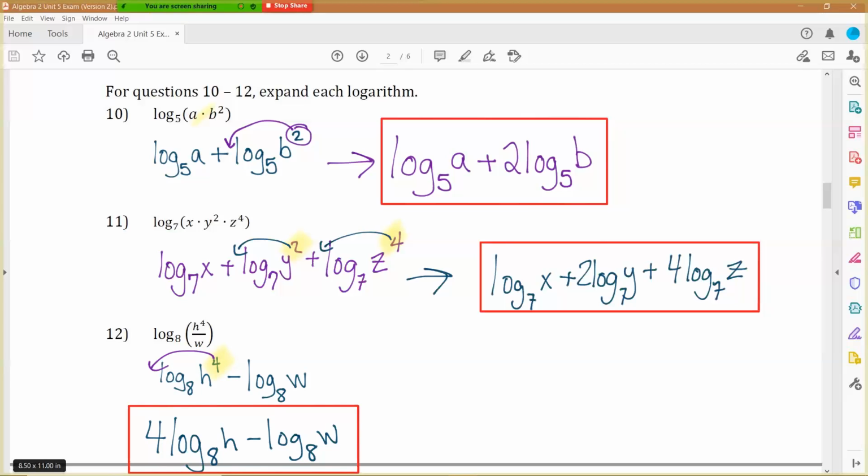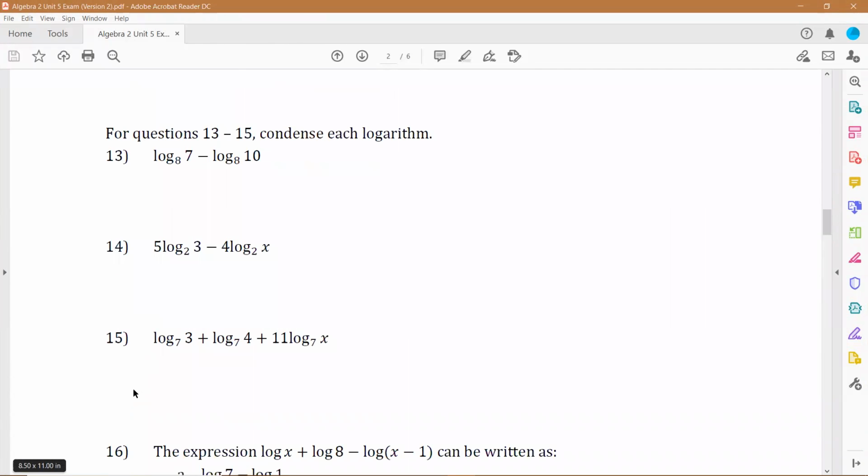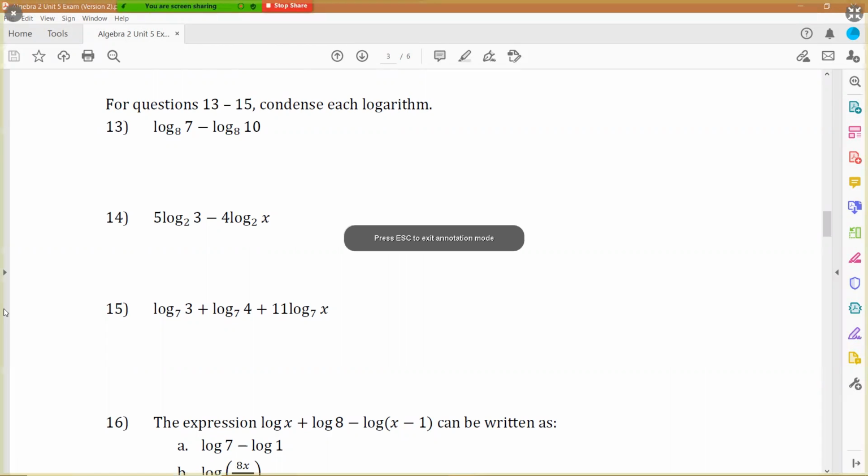Questions on these 3? Moving on to questions 13 through 15, we're going to go in the opposite direction. When I go in the opposite direction, we're just condensing them down to one log. When you condense, the first thing you automatically look for are numbers out front of your logs. So you got to look for that power property first.